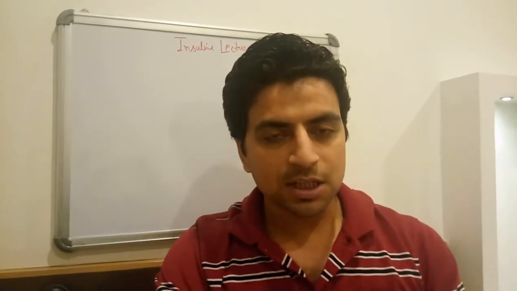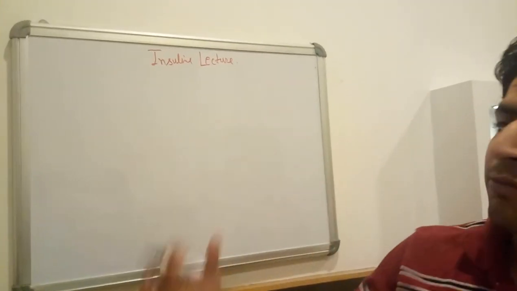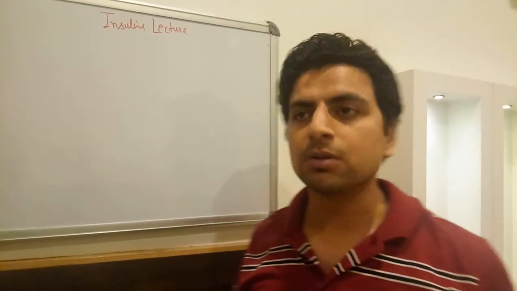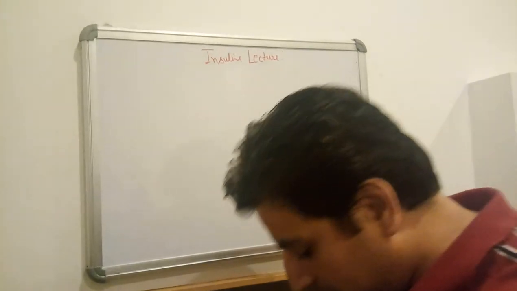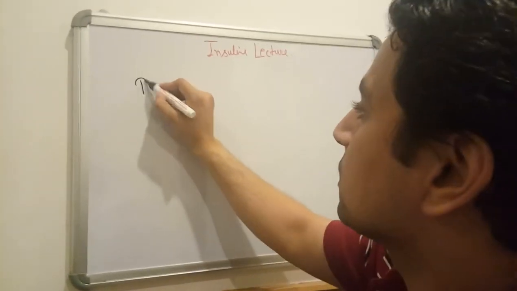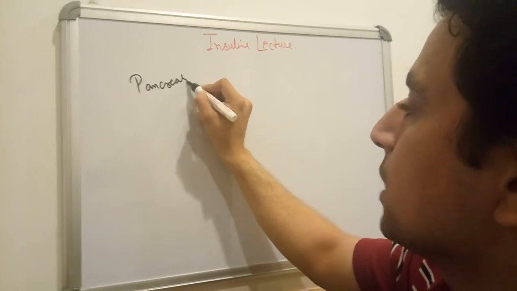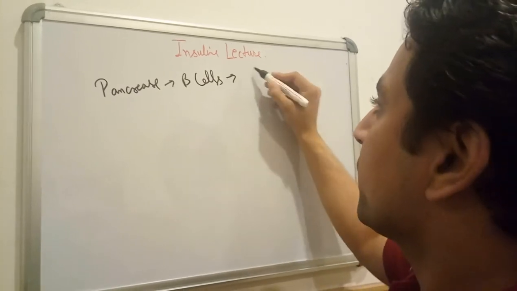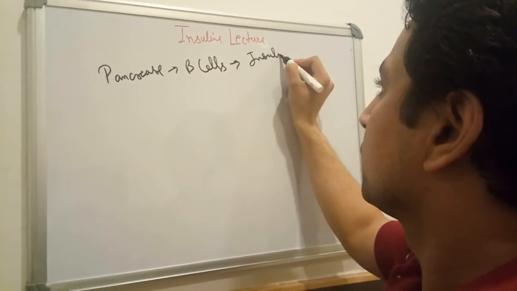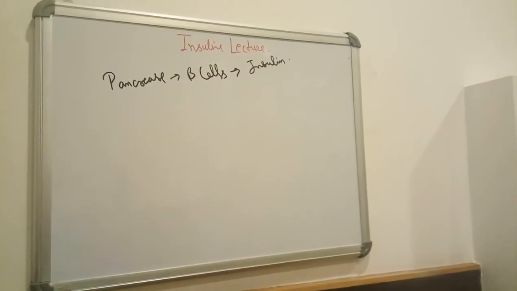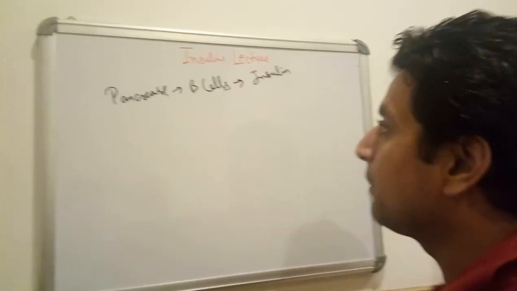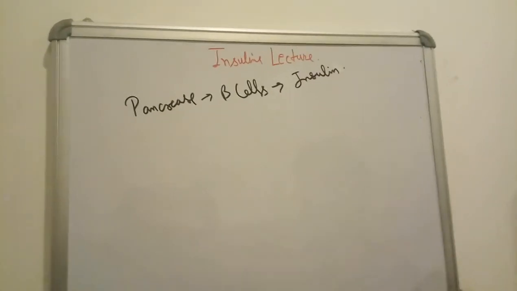Our today's topic is insulin. Firstly, we have to know what is insulin and from where it is produced. Insulin is secreted in the pancreas from beta cells, which are responsible for producing insulin. A beta cell produces insulin in the pancreas.